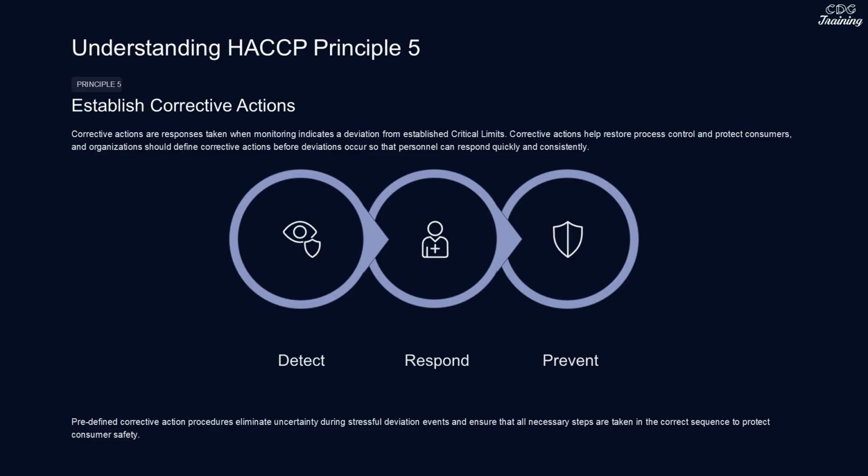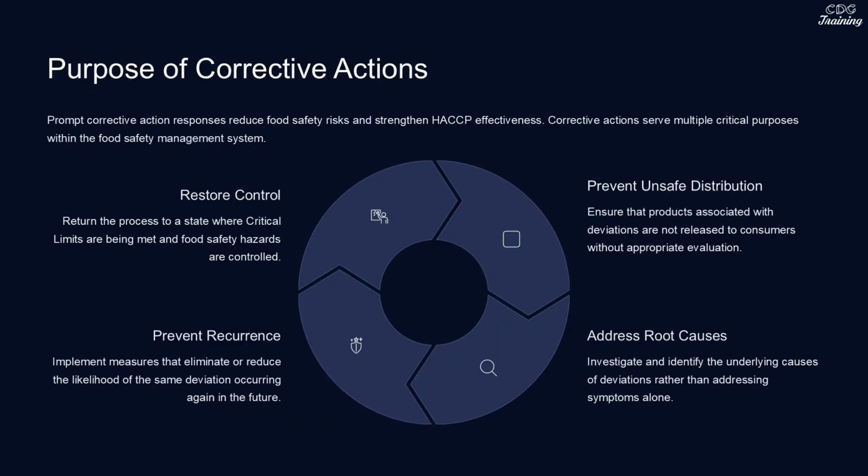Corrective actions are responsive steps taken when monitoring indicates a deviation from established critical limits. Corrective actions help restore process control and protect consumers, and organizations should define corrective actions before deviations occur so that personnel can respond quickly and consistently. Prompt corrective action responses reduce food safety risks and strengthen HACCP effectiveness.